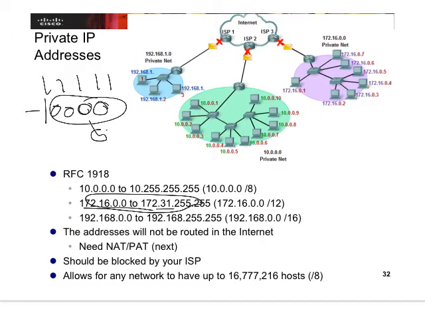So the subnet mask of this is /12. That is the first 8 bits for this byte, and then 4 bits from the next byte, so it's /12. And this one, which breaks at the natural boundary, is 192.168.